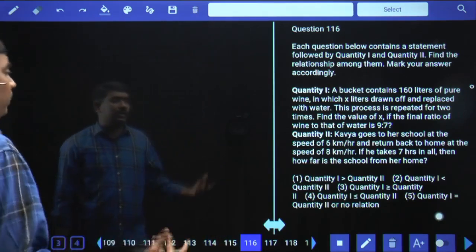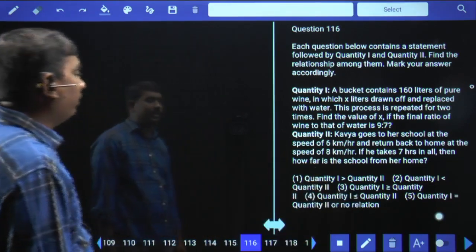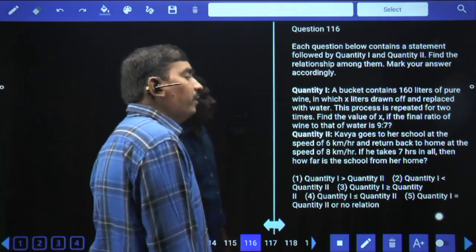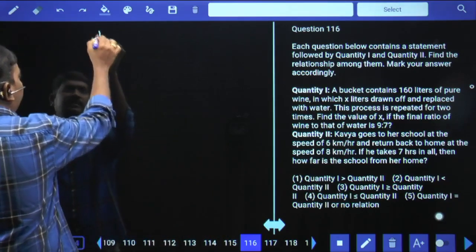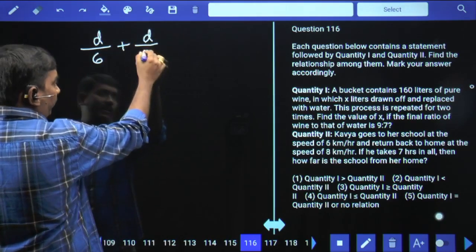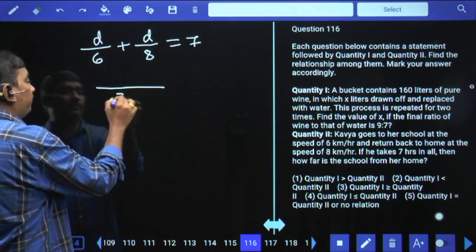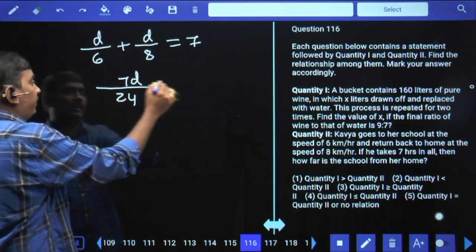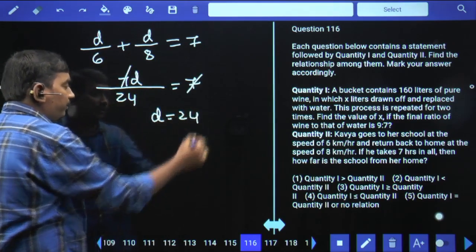Kavya goes to her school at a speed of 6 kilometers per hour and returns home at a speed of 8 kilometers per hour. If she takes 7 hours in all, how far is the school from her home? Suppose the distance is d kilometers at a speed of 6 kmph, and the return journey is also d kilometers at a speed of 8 kmph, in a total time of 7 hours. LCM 24. 6 times 4, 8 times 3: 4d plus 3d, 7d is equal to 7. 7 will get cancelled, d is equal to 24 kilometers.